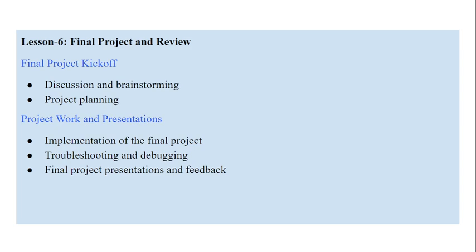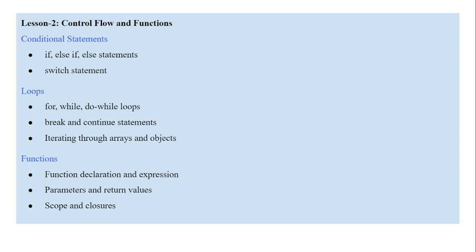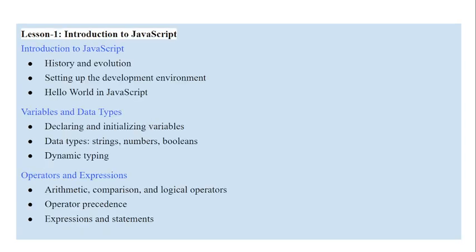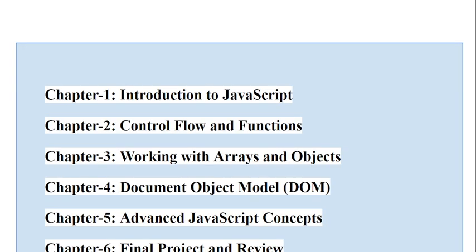This is the overall syllabus of JavaScript. Finally I will recap all the concepts. The first one is introduction to JavaScript, the second one is control flow and functions, the third one is arrays and objects, and the fourth one is the DOM, Document Object Model. And finally some advanced JavaScript concepts. And after that, in chapter 6 we will discuss the project, and we will debug the code. All these things we will discuss in future.